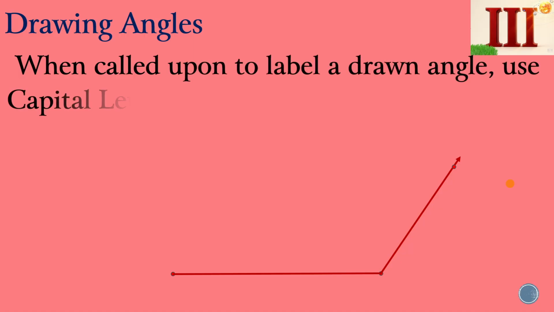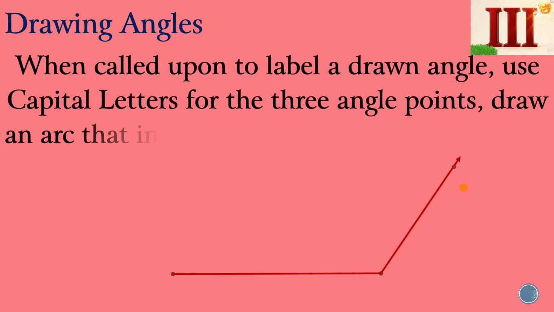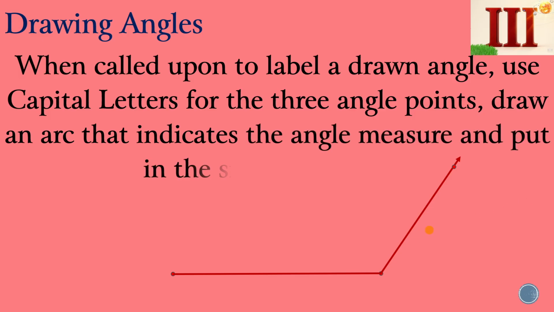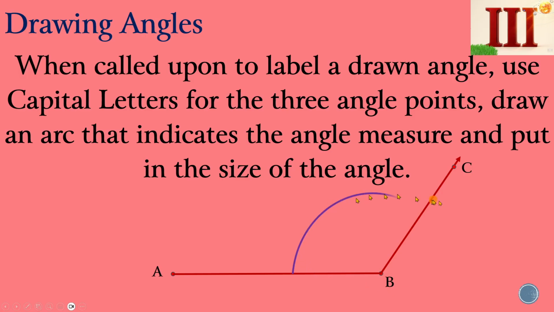Okay, so we want to label this angle. We're going to use our capital letters for the 3 points, and then we're going to put in an arc in between here to show the size of the angle. So this is angle ABC. B is the vertex this time, and you put in an arc, and this is going to be 125. So we clearly will label our angles after drawing it.